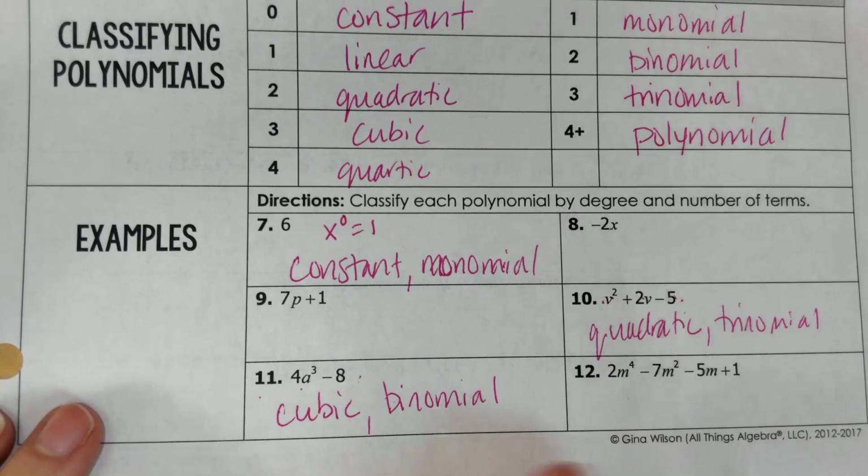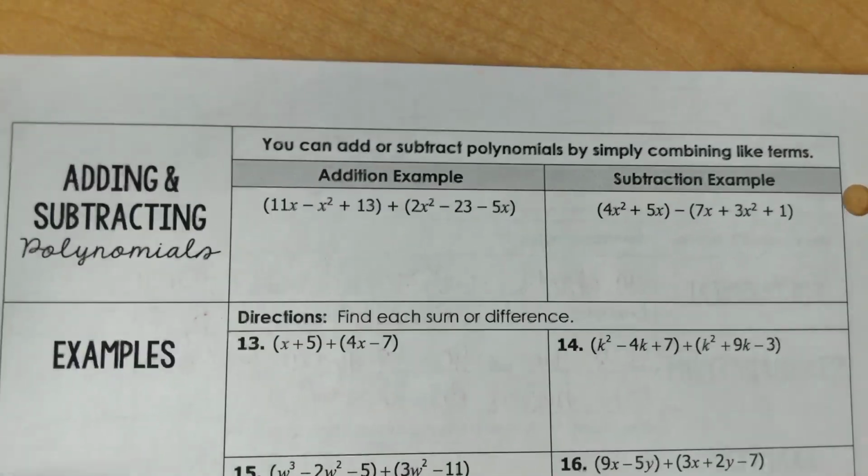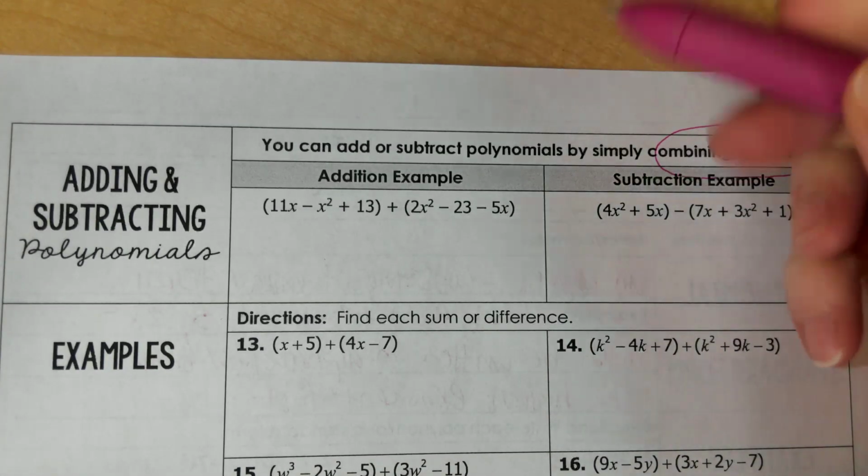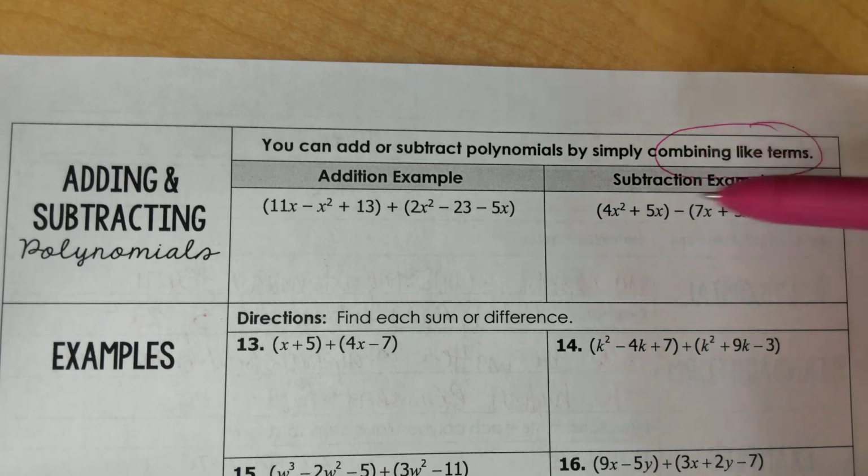Now, I do want to talk a little bit today as well about adding and subtracting polynomials, which we've already discussed. It's the same as adding and subtracting monomials, except now there are just more pieces that we're going to be adding and subtracting together. So the important part to remember about this is combining like terms. When we add or subtract polynomials, just like with monomials, we're just combining like terms.